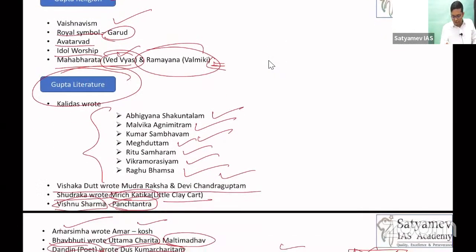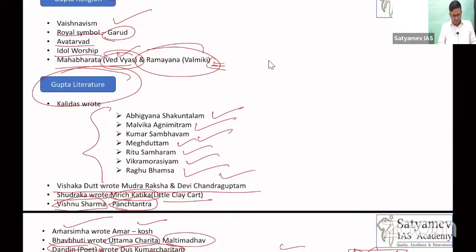Some of the literature like Abhijnana Shakuntalam, Malavikagnimitram, Kumarasambhavam, Meghadutam, Ritusamharam, Vikramorvashiyam, and Raghuvamsha. All these things are there. Mudrarakshasa and Devichandraguptam. This Mrichchhakatika.